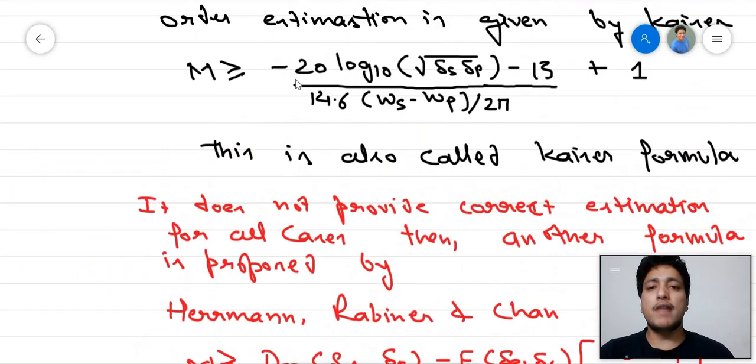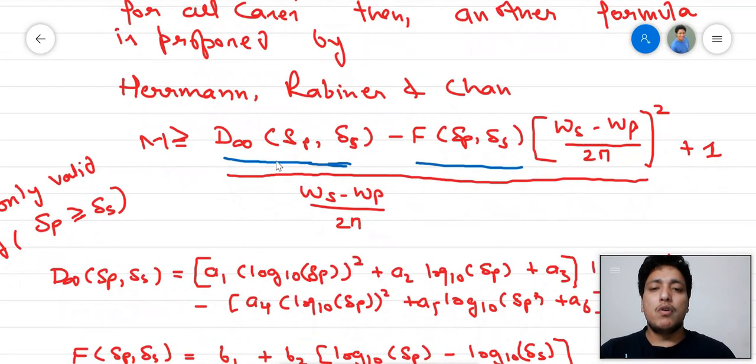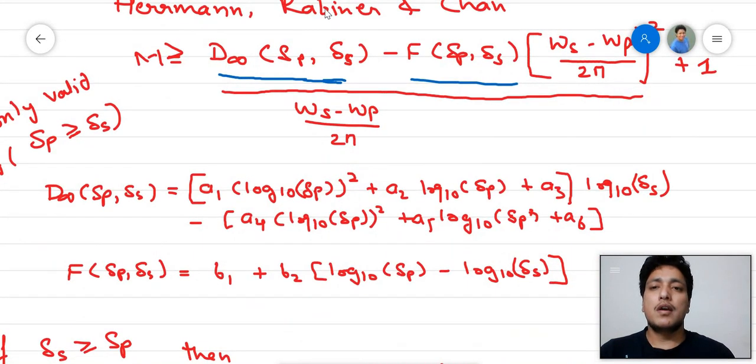Please see this case compared to the Kaiser formula. In the Kaiser formula, we have directly used minus 20 log base 10 square root of delta S into delta P minus 13, which does not provide too much control over the M parameter. But in the case of Herrmann, Rabiner and Chan, there are a lot of terms involved with the log base 10 of delta P and delta S individually, with squares and multiplied with different constants. So these two functions provide much more control and thus make this formula more robust compared to the Kaiser formula.